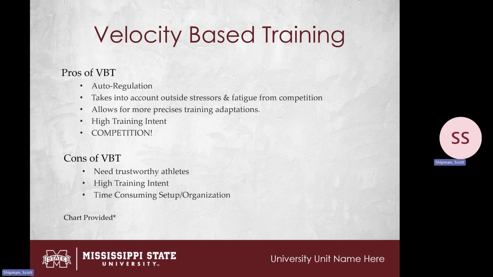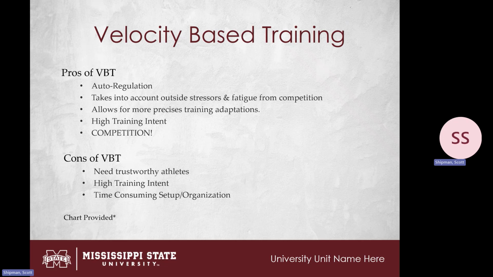It'll take into account outside stressors on the field. It will take into account outside stress in the classroom, personal lives, and then obviously the stress that we're going to implement in the weight room. So it really allows us to monitor that and make sure that we're training in the right zones for that day, and allows me to be more precise with any training adaptation we're doing.